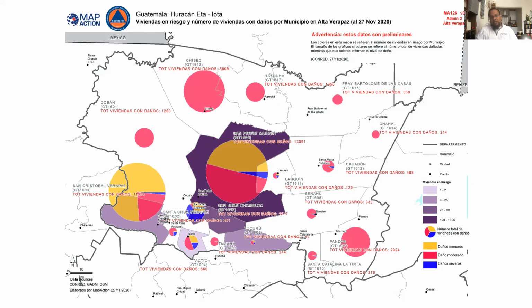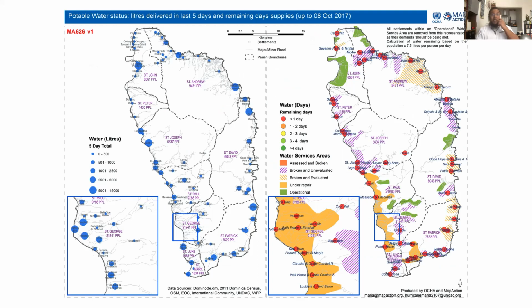In terms of something a little bit more data sciencey, a few years ago there was Hurricane Maria, and this is Dominica, the island in the Caribbean. So we've got a set of two maps. The map on the left is showing how much water is being supplied relative to the number of days. That then allowed us to combine that with how many people live there, and how much water they should need as a humanitarian standard, which is 15 litres a day.